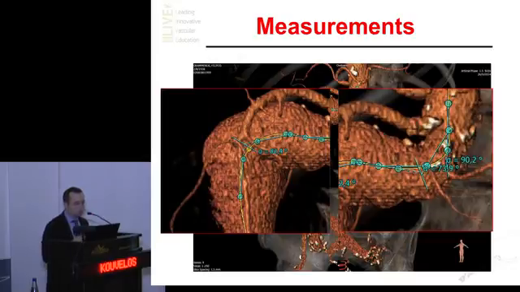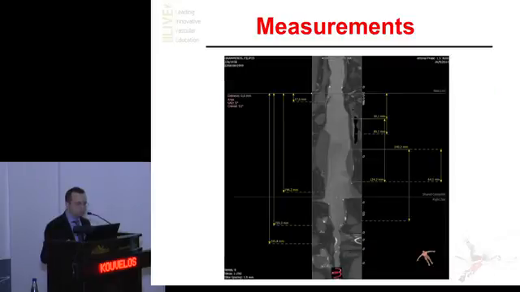So we can see there were 2 severe angles. The first, an infrarenal angle of 82 degrees, and the second, a suprarenal angle of nearly 90 degrees. So here are the measurements. We have an adequate neck length.